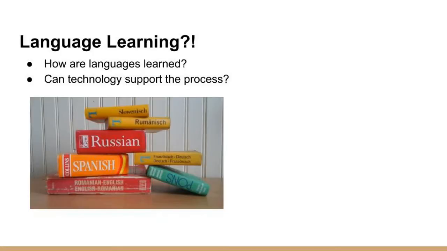When it comes to language learning, the same rule applies. We need to know how languages are learned and use technology to support that process. Fortunately, years of research in language learning have shown us some pointers. Let's look at some salient principles of language learning.